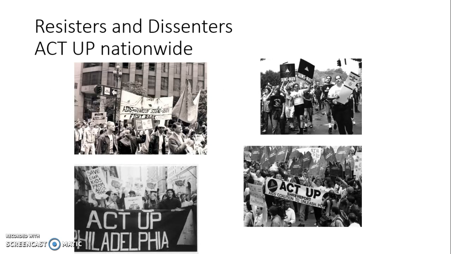Our final resistor and dissenter is an organization known as ACT UP. They are a political action group organized in response to the AIDS crisis. The group's first action took place in the spring of 1987. It was a march on Wall Street in order to protest the high cost and lack of availability of HIV treatment drugs.